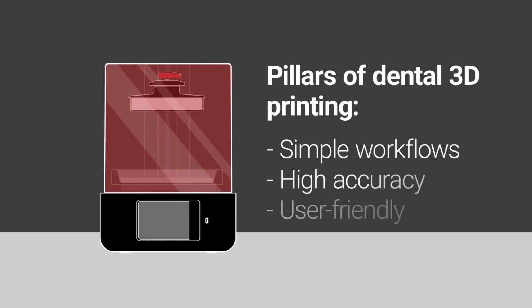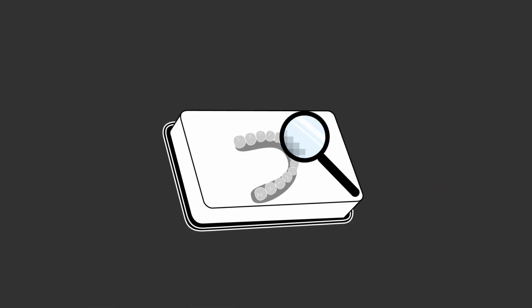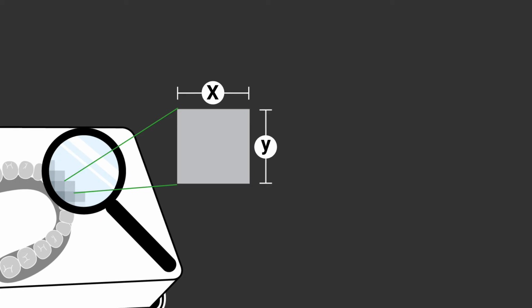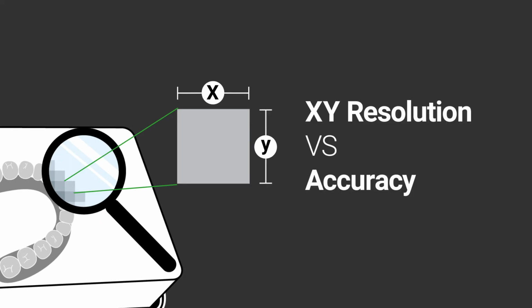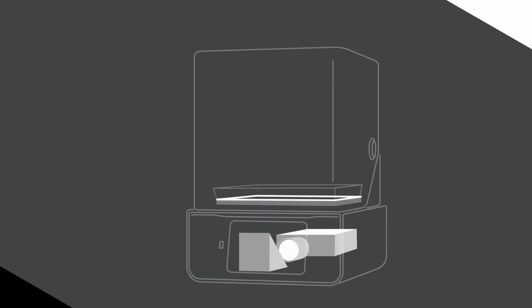The world of dental 3D printing has become much less opaque as manufacturers have learned what clinicians need. However, one sticking point still persists today that can create a lot of confusion: the difference between XY resolution and accuracy. To understand what these terms mean and to draw out the differences between them, we first need to know something about the fundamentals of stereolithographic 3D printing.